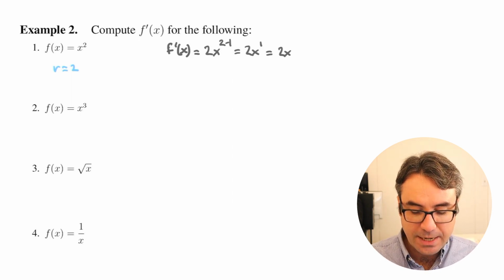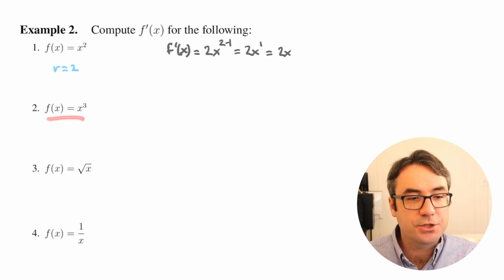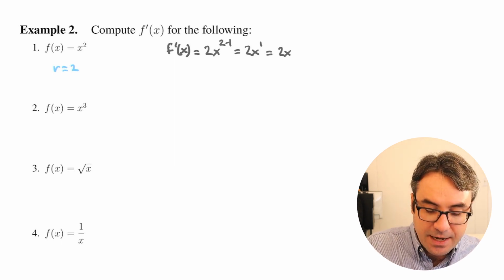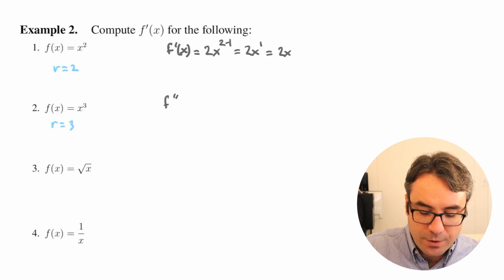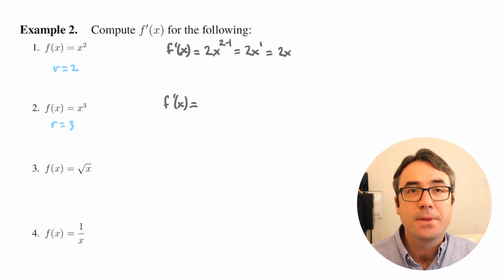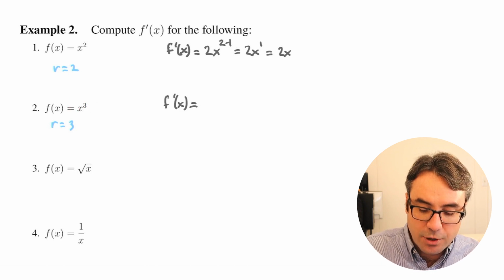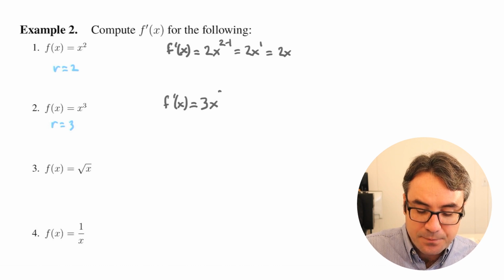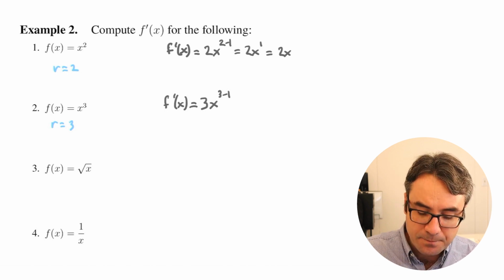All right, let's try another one. So let's look at x cubed. Let's differentiate this. And so in this case, the exponent is 3. So we're going to calculate the derivative. We're going to get f prime of x. So same process. We're going to take that old exponent, bring it down, put it in front. So we're going to have a 3 there. We're going to keep x the same. And then we're going to subtract 1 in the exponent. So we're going to get 3 minus 1 up there. And then if we clean that up, we're going to get 3x squared.